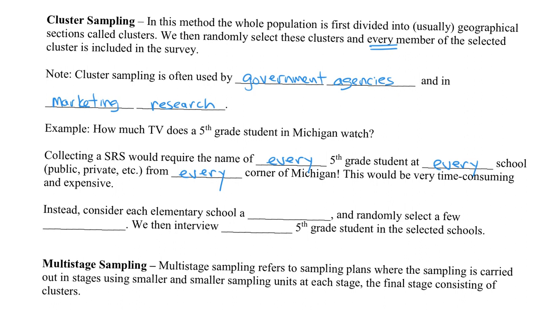So instead, what if we consider each elementary school a cluster? We randomly select a few clusters. Then we interview every fifth grade student in the selected school. So instead of trying to get information from every fifth grade classroom in the state of Michigan, which would be thousands of them, it'd be much easier to get the names of all of those and then randomly select a few of those names, right? So maybe you would randomly select 20 fifth grade classrooms in the state of Michigan and then send your reps out to those 20 classrooms and hope that they would give you that information. But getting a hold of 20 schools, for instance, would be a lot easier than trying to get a hold of every single school.